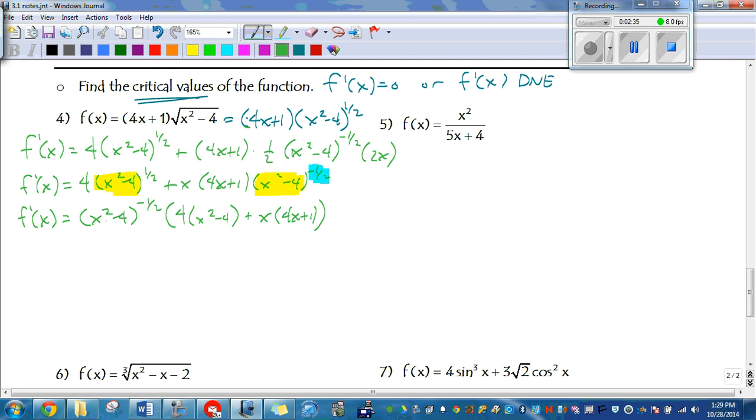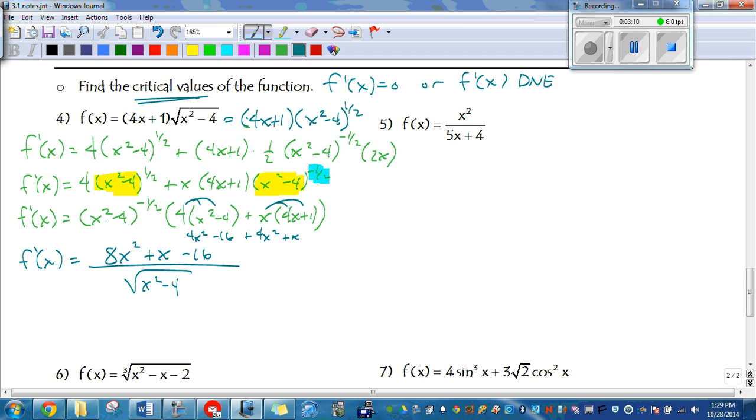So I want to go ahead and distribute this and combine some like terms. So we're going to get 4x squared minus 16 plus 4x squared plus x. So derivative f of x equals, I'm going to go ahead and take this and put it in the bottom, so since it's to the negative 1/2, it's really like square root of x squared minus 4 on the bottom. On top, I'm going to combine those like terms here. We've got 8x squared plus x minus 16.